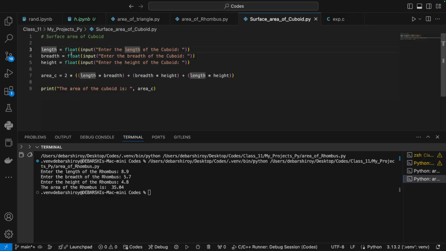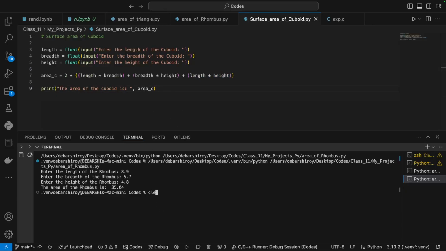So here length is taken as input. Float, enter the length of the cuboid. Breadth, float, input, enter the breadth of the cuboid. Height, float, input, enter the height of the cuboid. Then area of the cuboid is 2 multiplied by, as I told in the previous section, length multiplied with breadth taken separately, breadth multiplied by height taken separately, and length multiplied by height taken separately. This will create the precedence or the order of the multiplication and addition. It will also make clear which operation you want to do first, and after that which operation. That is the clear instruction given to the interpreter.